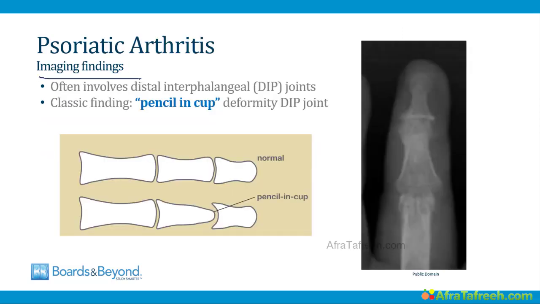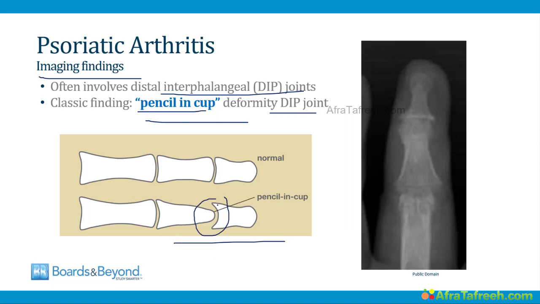There's a classic imaging finding associated with psoriatic arthritis called the pencil and cup deformity. So as we've already discussed, psoriatic arthritis often involves the distal interphalangeal joints of the fingers. And when this happens, the pencil and cup deformity can form in the DIP joint. This is a cartoon of what it looks like here. The bone begins to insert like a pencil into a cup. And then you can see this finding on this X-ray image as well.